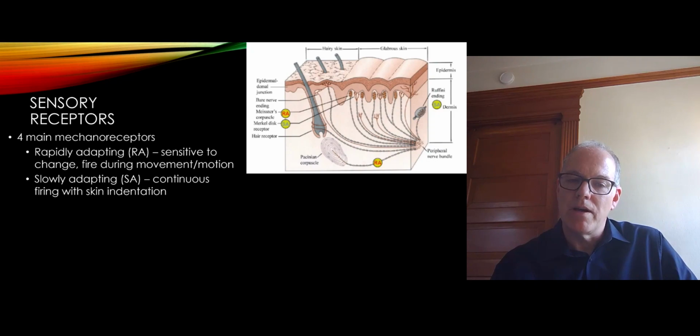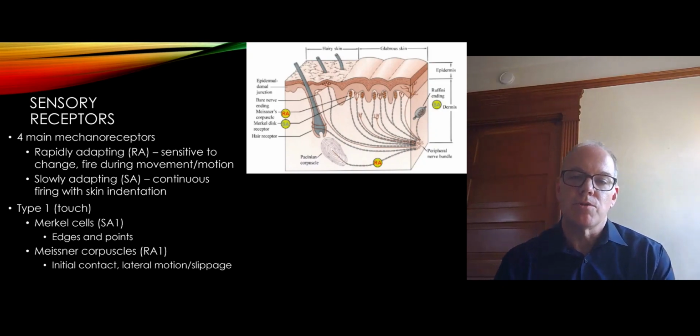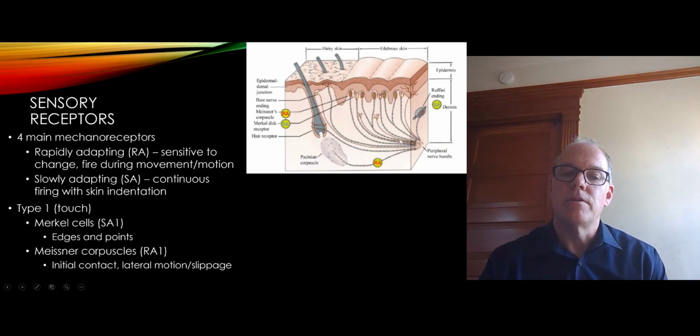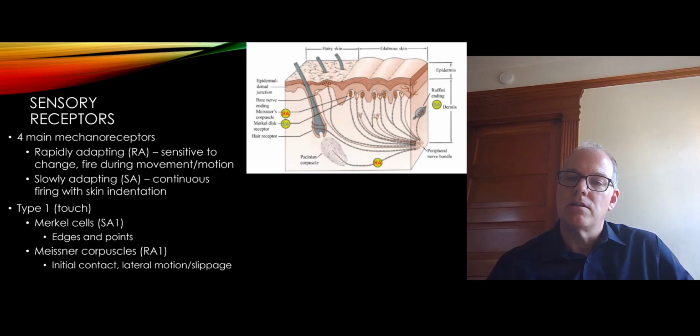Slowly adapting receptors, by contrast, tend to be triggered by indentation of the skin or a deep vibration. And these have a continuous firing pattern by contrast. So of the type 1 receptors, these are most important for touch. We can see here on the slide that these are superficially located. Up here we have these Merkel cells and Meissner's corpuscles. They're at this junction between the dermis and the epidermis. And Merkel cells are especially sensitive to edges and points.